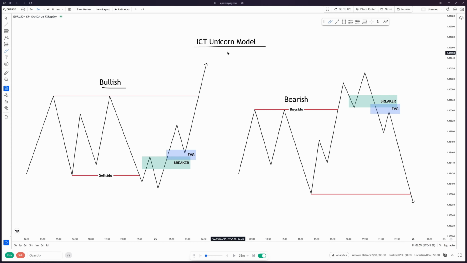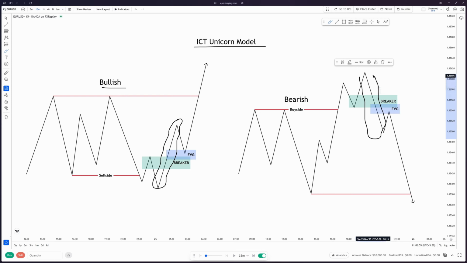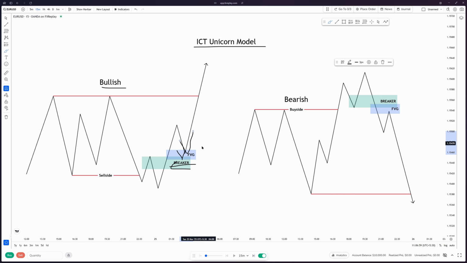But you have to pay close attention to one key element in this model: displacement. You must have a strong displacement move above the high or below the low. It must be a clear and strong displacement. After that, price will retrace back to either the breaker or the fair value gap, and that is where you take your entry. So, the basic foundation of the unicorn model is that we must wait for both a breaker and a fair value gap. If there is only one, then it is not a valid model.